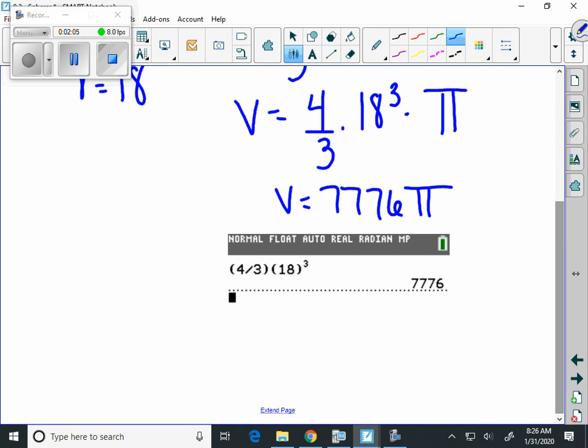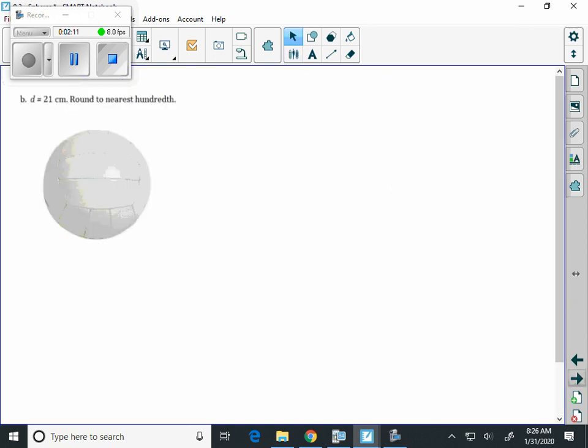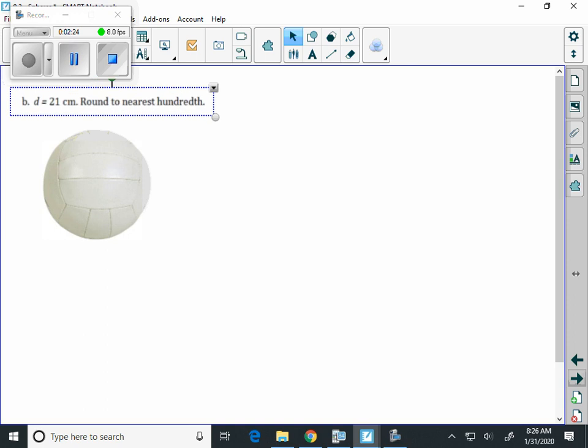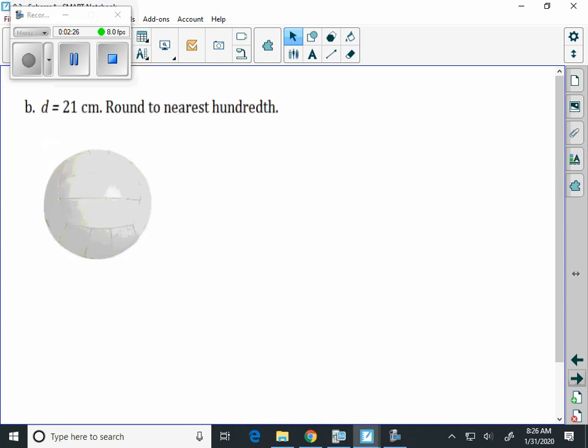Again, it's just a matter of: are you given the radius? Are you given the diameter in the picture? And we have a volleyball here. It kind of showed up just as a gray ball on your paper. But it says that the diameter is 21 centimeters. So we're given the diameter this time.